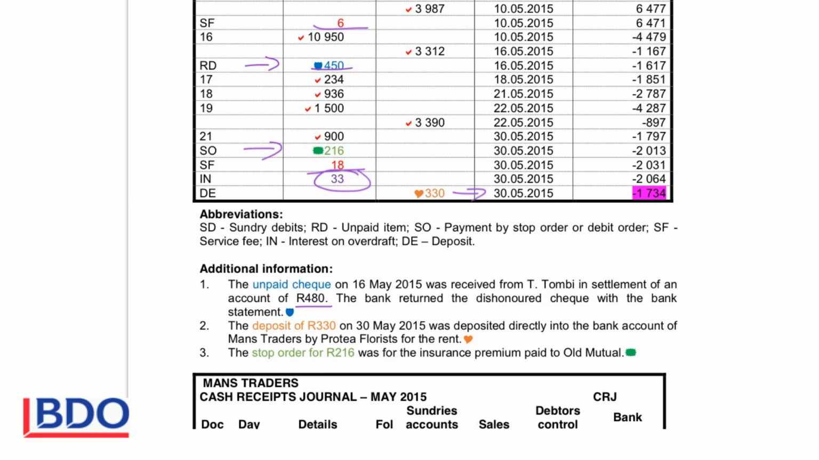So the first thing that we will do is go and cancel this cheque in the cash payments journal. Although they tell us that this cheque of 450 was in settlement of account of 480, you will only record the 450 in the cash payments journal. The 30 Rand will be recorded in the general journal to cancel the discount.